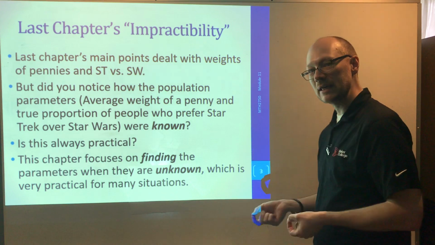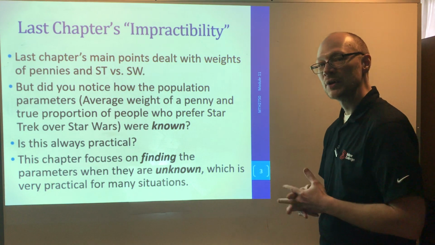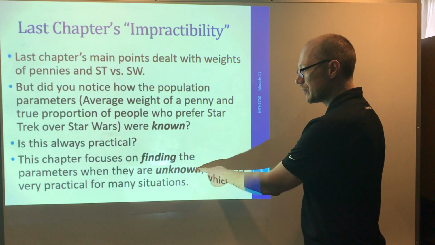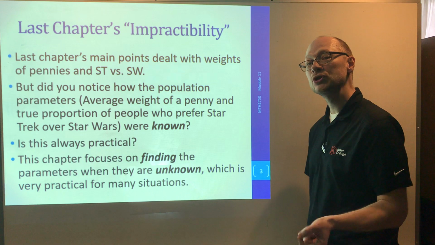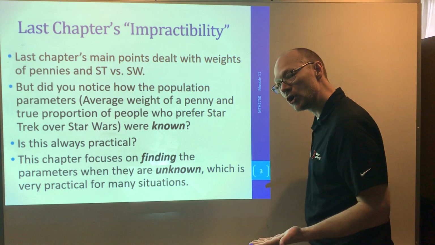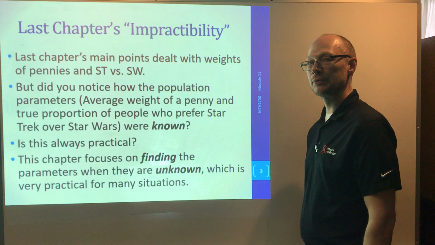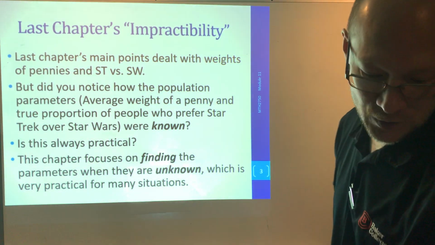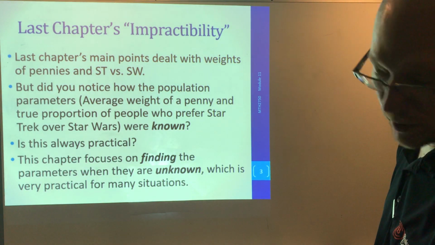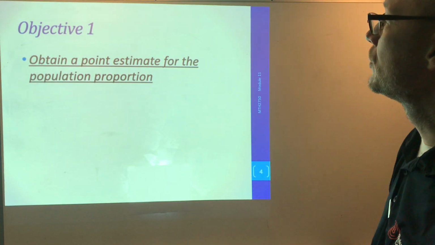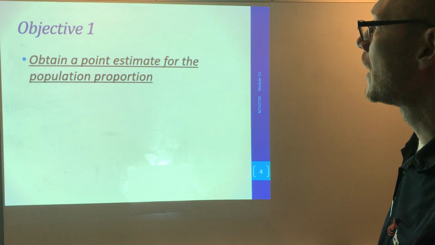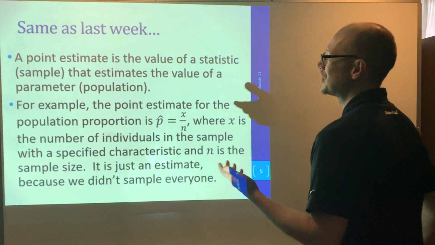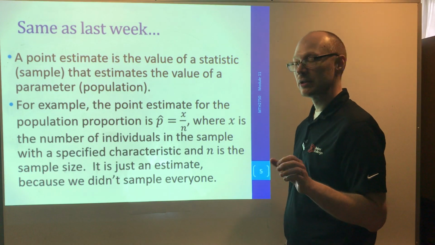So now we're moving into a much more practical type of statistics where we're actually saying, I don't know what the population parameter is. Why don't I do some statistics and infer something about the population? And that becomes a little bit more exciting as we go through. So we're going to start by working through the point estimate of a population proportion. I think last chapter we already worked through the point estimate, right?